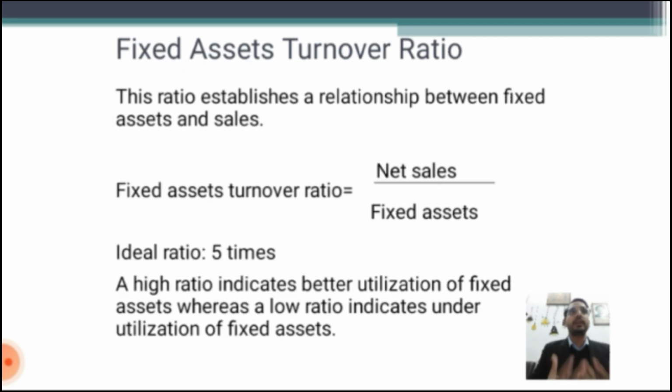Fixed asset turnover ratio. This ratio measures how well the fixed assets of a business have been utilized to increase sales. It is calculated by dividing net sales or cost of goods sold by the net fixed assets. Net fixed asset turnover ratio is equal to net sales or cost of goods sold divided by net fixed assets. Net fixed assets is equal to fixed assets minus depreciation. A high ratio indicates better utilization of fixed assets, whereas a low ratio indicates under-utilization of fixed assets. It helps to measure the efficiency and the profit earning capacity of the business.